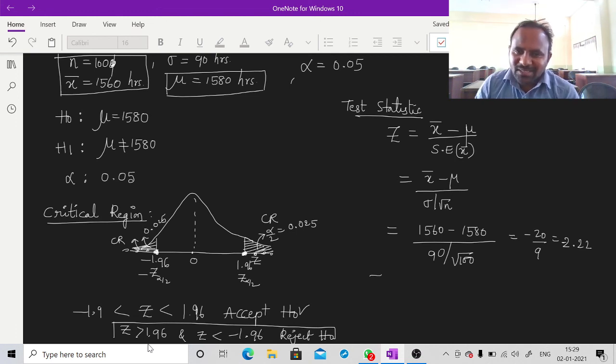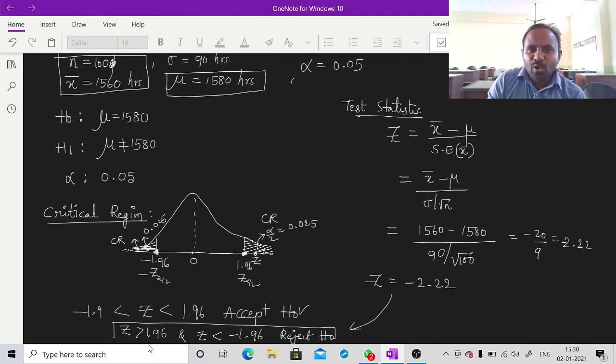See, our test statistic Z value is negative 2.22. Now you can compare and check whether our Z value is under the rejected region or under the accepted region. It is clearly less than minus 1.96. This Z value is somewhere here, on the left side of minus 1.96, which is minus 2.22. That falls under the critical region. So that is how we reject the null hypothesis.